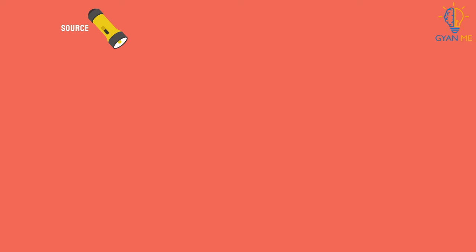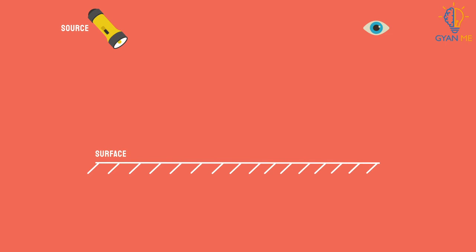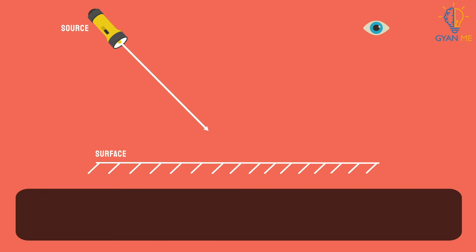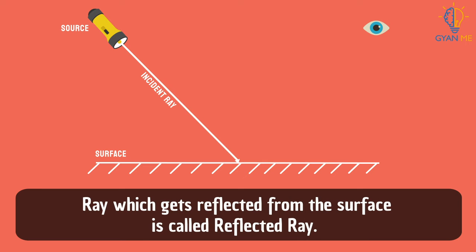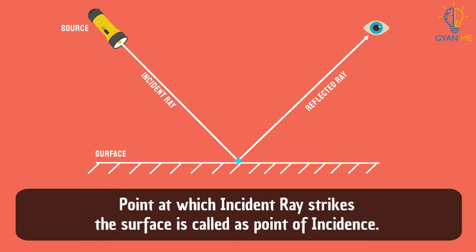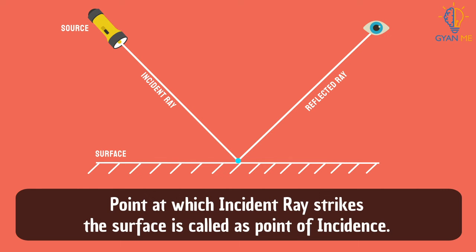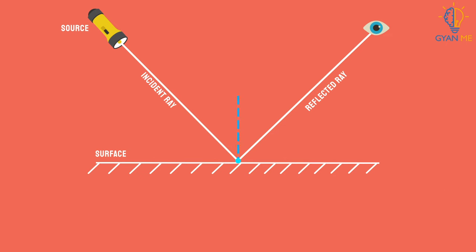For that, take a surface and consider a ray of light striking this surface. It is called the incident ray. Now, the ray which is going back after striking is called the reflected ray. The point at which it strikes the surface is called the point of incidence. The perpendicular line that we draw at this point of incidence is called the normal.